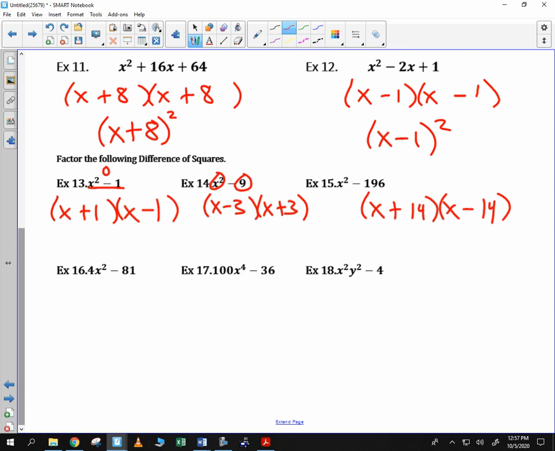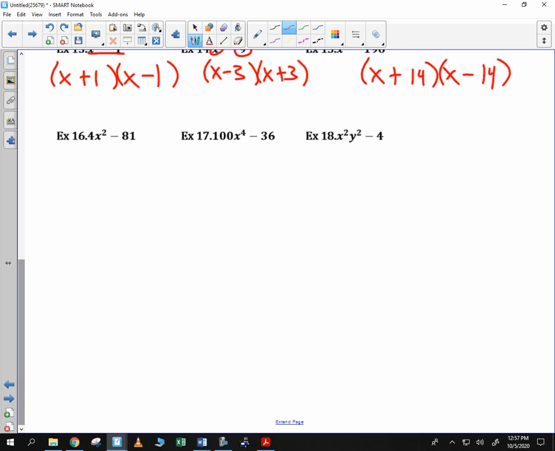Let's try a little bit more difficult. Sorry that these kind of got joined together here. Square root of 4x squared, I'm going to put a 2x and a 2x. Square root of 81, 9 and 9. Plus and minus.